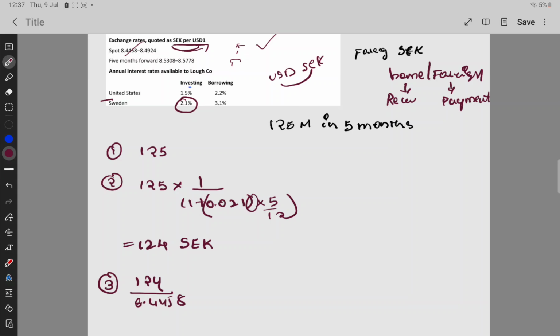124 divided by 8.4458. It comes to around 14.68. Okay, 14.68 USD. Don't forget to write the currency codes. Very important. Habituate from now. It's very important in your futures, interest swaps, currency swaps, options and all.